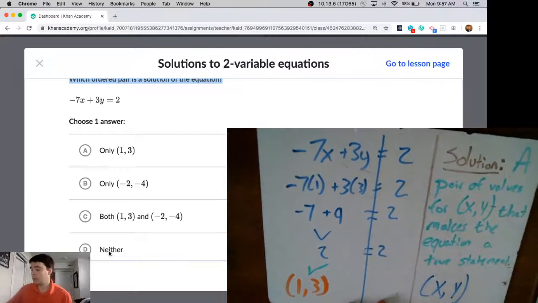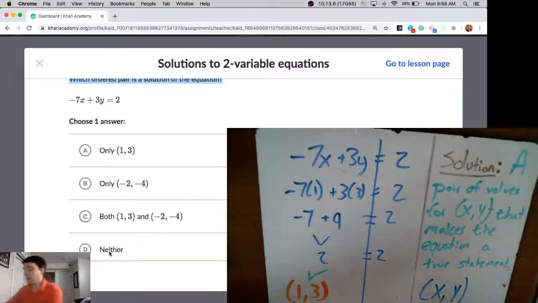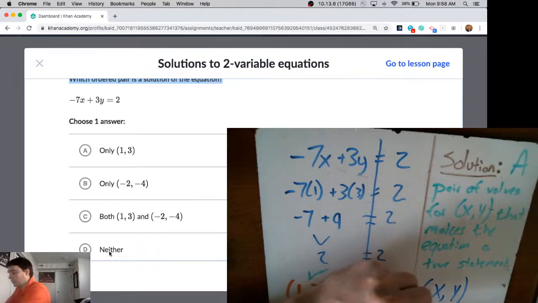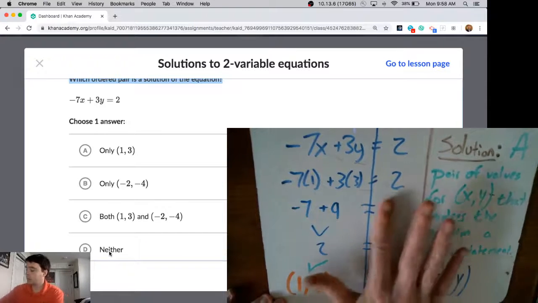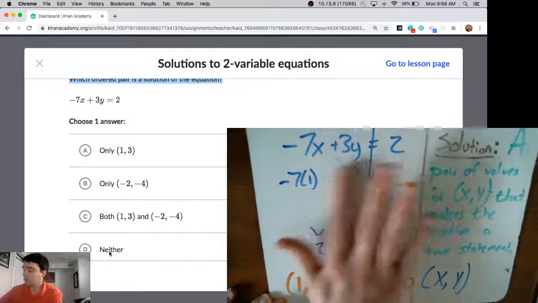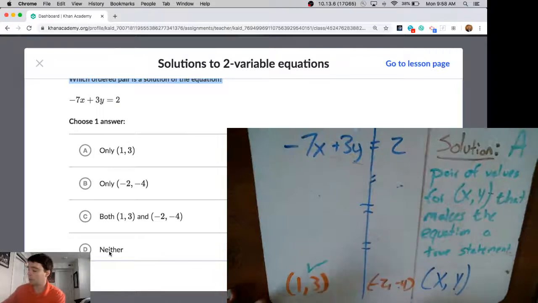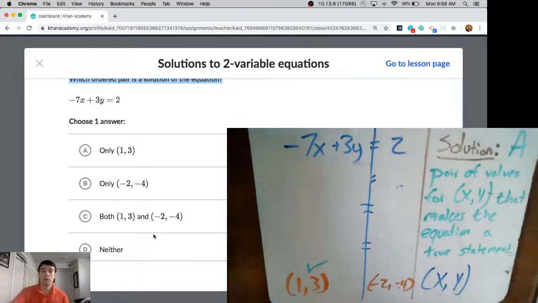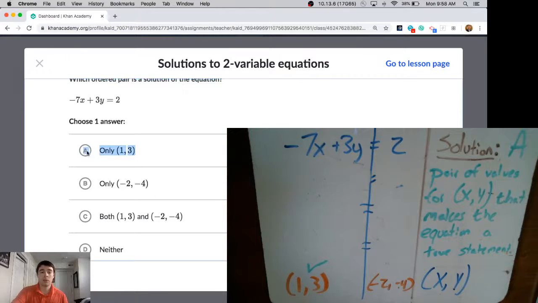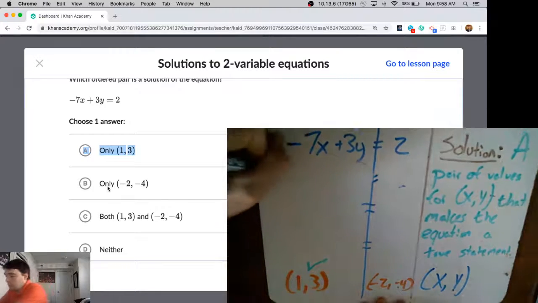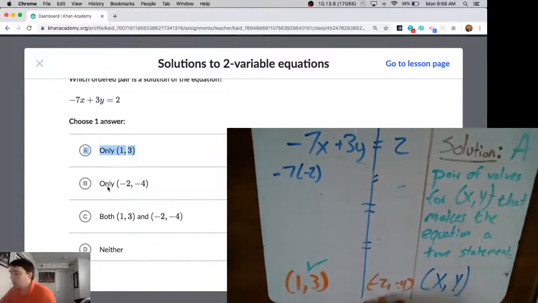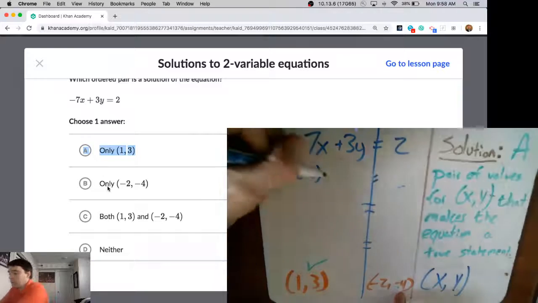Now the other solution that they want us to test is negative 2 and negative 4. I'm going to put that over here on the other side. So this time we're going to take that same equation, and now instead we're going to plug in for x and y a negative 2 and a negative 4. Because we know that A works, but we also need to know, does the ordered pair for B work? Negative 2 and negative 4. So I'm going to replace my x with negative 2. That becomes negative 7 times negative 2. And I'm going to replace my y with negative 4.